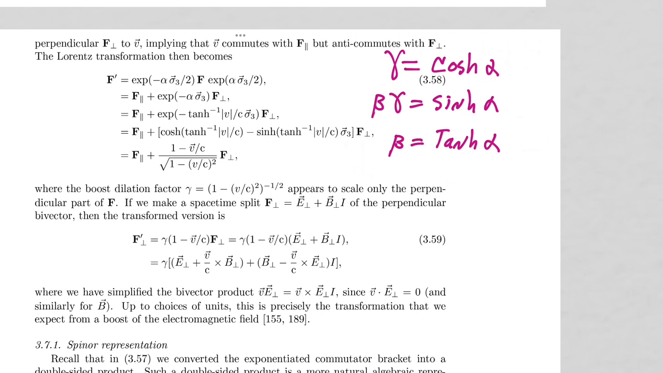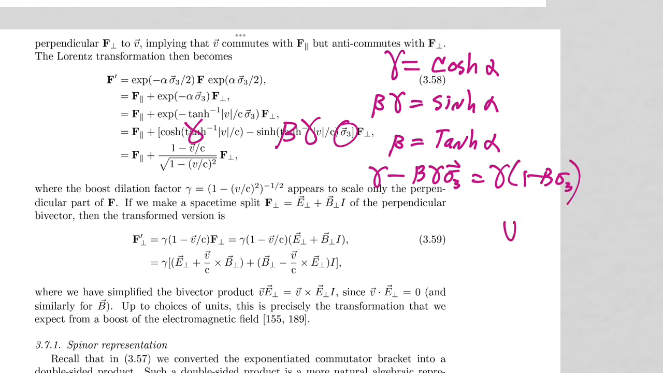So using this rubric, we replace the hyperbolic cosine of the rapidity simply with gamma, and the hyperbolic sine we replace with beta gamma, so we have beta gamma sigma 3, so then we have gamma minus beta gamma sigma 3, which equals gamma times 1 minus beta sigma 3, right? But beta sigma 3 is the magnitude of V over C sigma 3, but this combination is just the vector V.